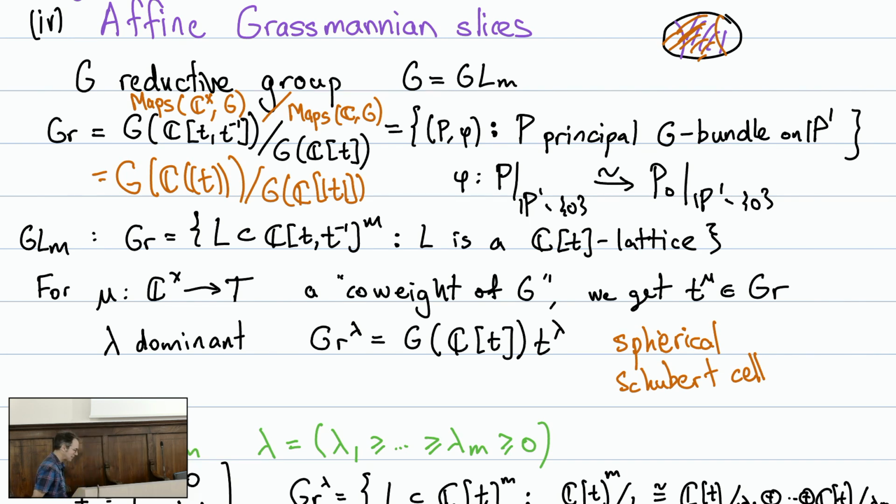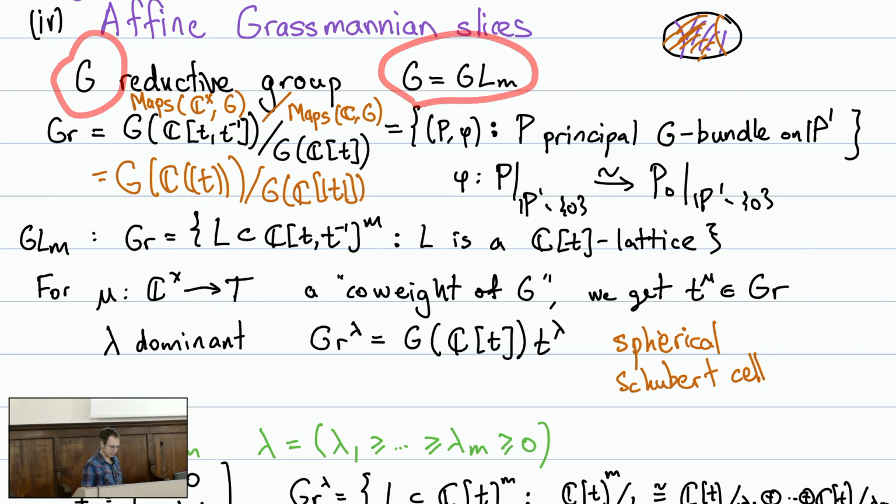So let me begin where I left off. Where I left off was describing the geometry of the affine Grassmannian slices, or even the definition of the affine Grassmannian slices. Let me quickly review where I started, the last 5 minutes from last time, and then we'll continue.